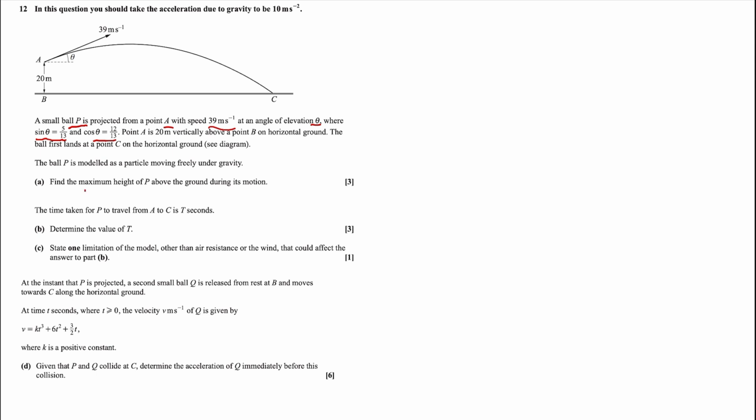Part A, this is fairly standard. Find the maximum height. So the maximum height is somewhere over here. And what you should be thinking when you see maximum height is that V equals 0 vertically. So for part A, we're going to do a Suvat equation.